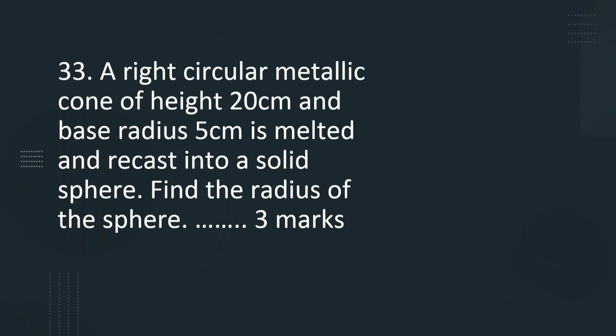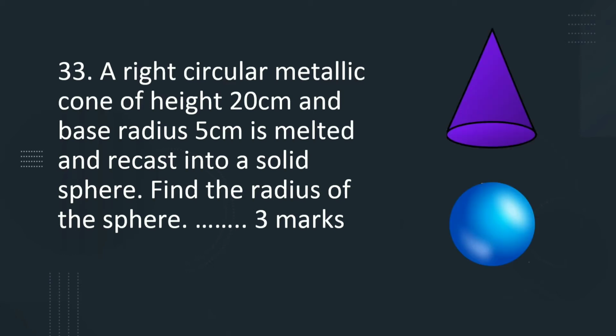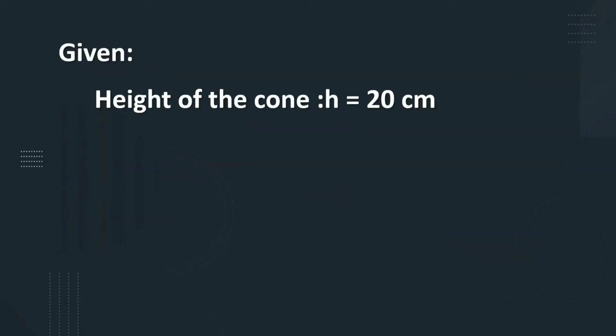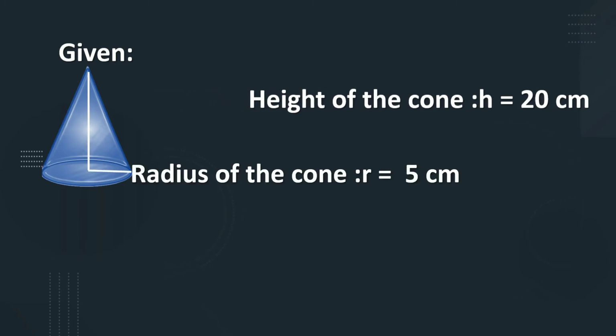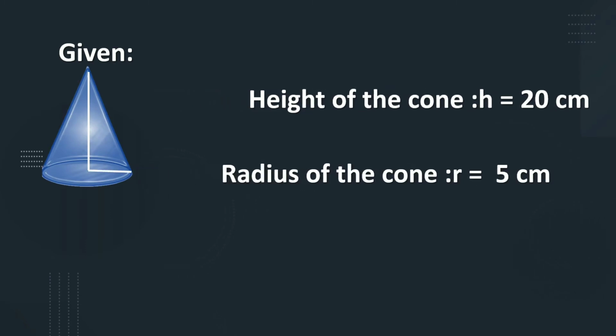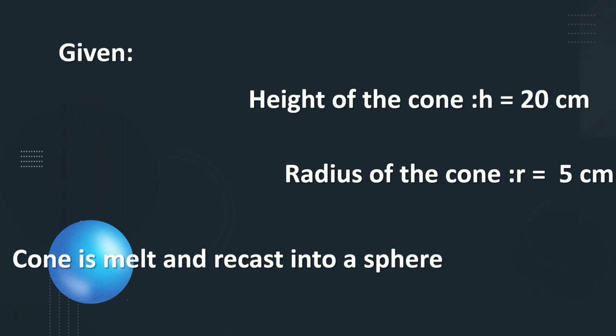33rd question, which has internal choice. The first one is this. A right circular metallic cone of height 20 centimeter and base radius 5 centimeter is melted and recast into a solid sphere. Find the radius of the sphere. 3 marks question. Here is cone, here is sphere. Height of the cone is given, that is h is equal to 20 centimeter, and also radius, that is 5 centimeter.